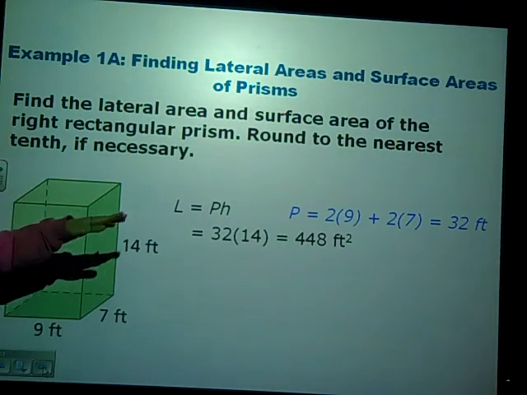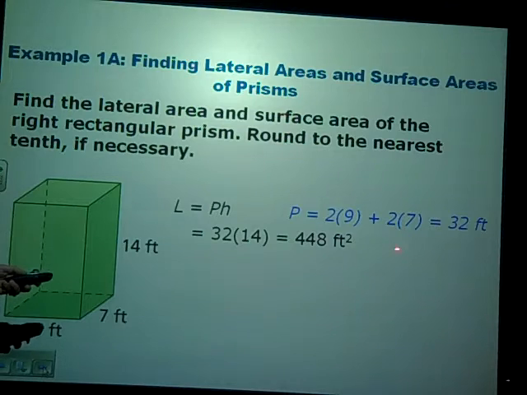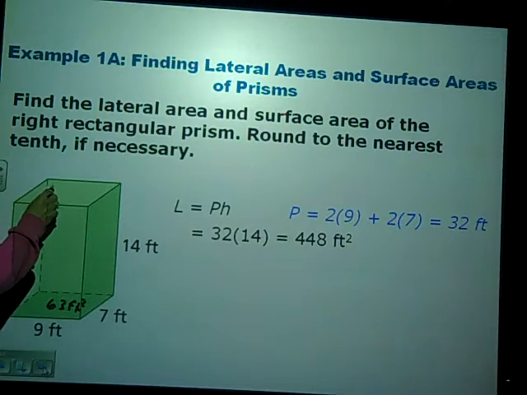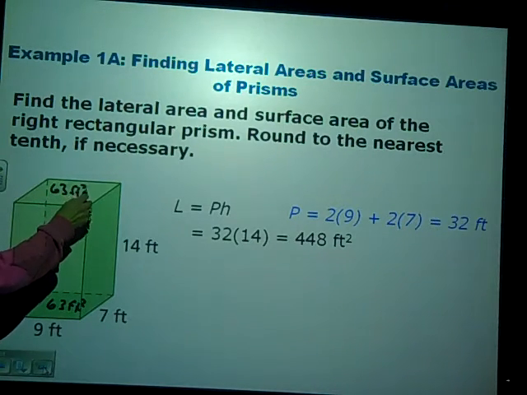Do a little side work. You need to find out what your perimeter is. Then you just plug it into this formula. 32 times 14. And you get 448 square feet. If I want to find the total surface area, 2 ways to go about it. One, I already have this. I see 9 times 7, this is one base, 63 square feet. And I see I've got another 63 square feet up here.